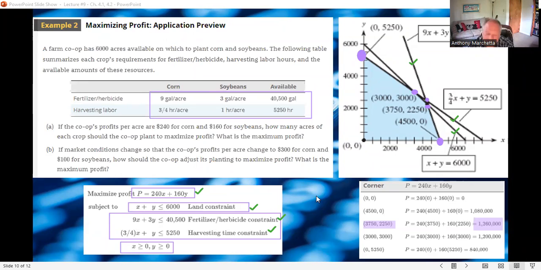All right. So yes, we're going to go ahead and graph these and then find those points and then take each of the coordinates of every point and plug them into the objective function to see what the objective function yields. And that's how we're going to determine, and then we're going to make a decision and select the one that is the greatest and say the answer is 3,750 corn, 2,250 soybeans, and the profit would be 1,260,000. Okay, so that is the whole situation, my friends, when it comes to linear programming.